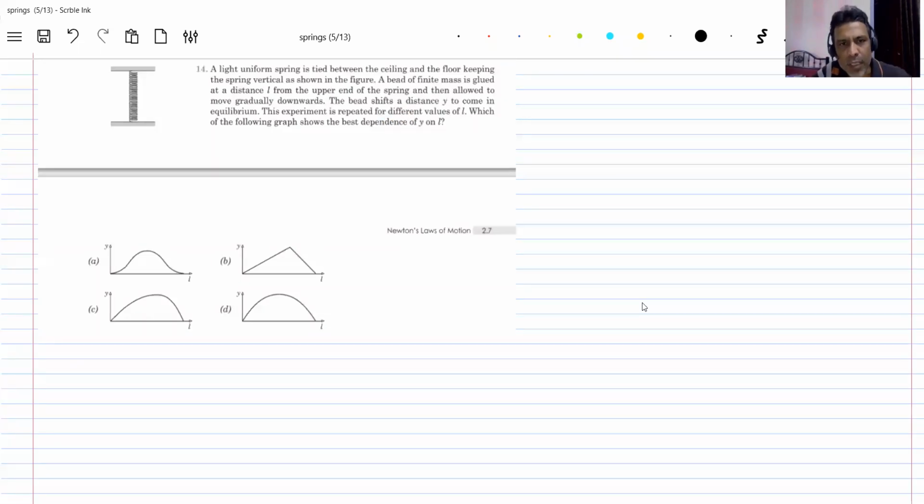A light uniform string is tied between ceiling and the floor, keeping a spring vertical as shown. A bead of finite mass is glued at a distance L from upper end of spring and then allowed to move gradually downward. The bead shifts a distance y to come to equilibrium. The experiment is repeated for different values of L. What is L? At a distance L. Which of the following graphs shows the best dependence of y on L?